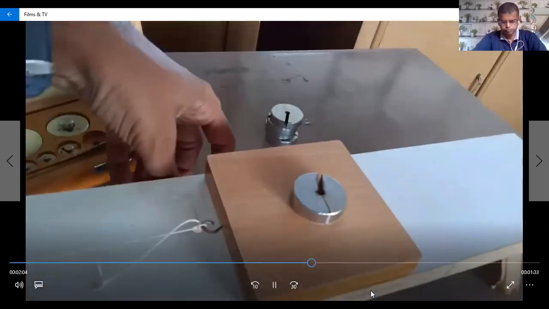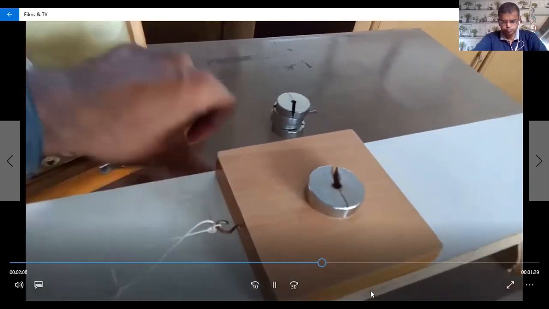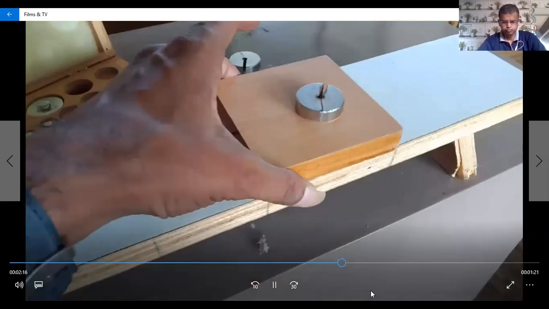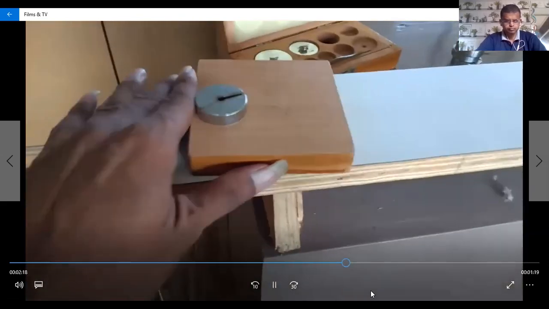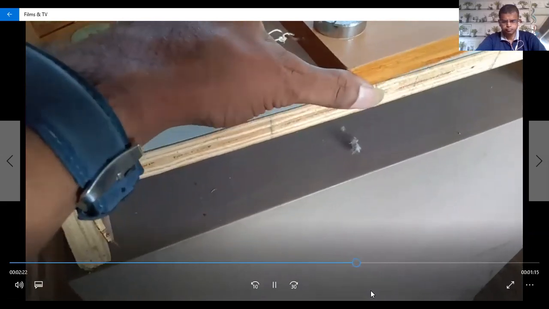So again we put some more mass, like 20 gram more on the pan, and that way we are showing that the block moves very easily. So here I think it is the frictionless limit we have found here.